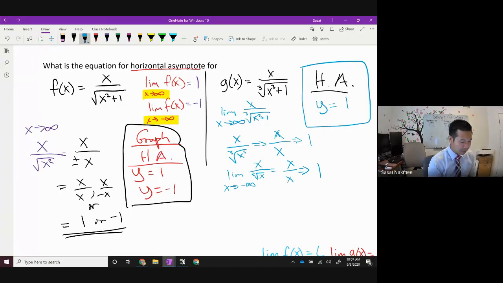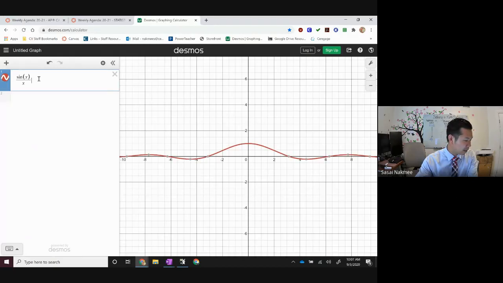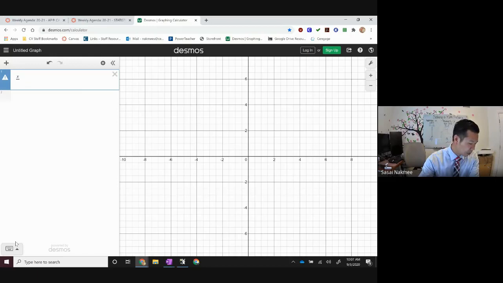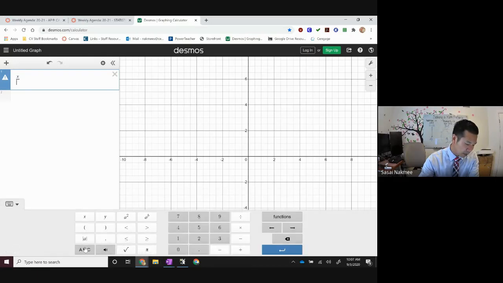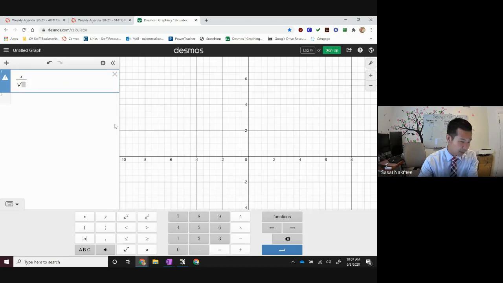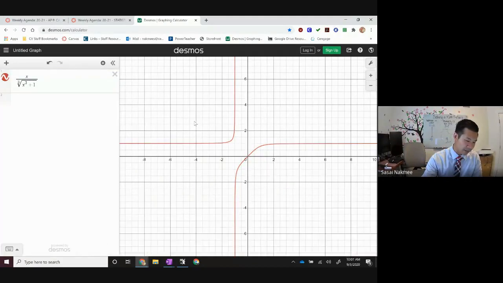Now graphically, let's double check that this is correct. I'm going to go ahead and graph that over here. Let's say I was graphing x over the cube root. You have a cube root button. Let's go to functions, Nth root, there you go. I want it as the cube root of x cubed plus 1. And let's look at this graph.